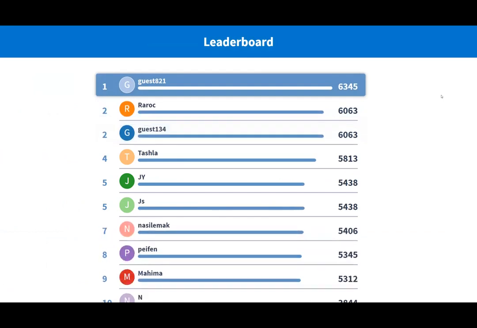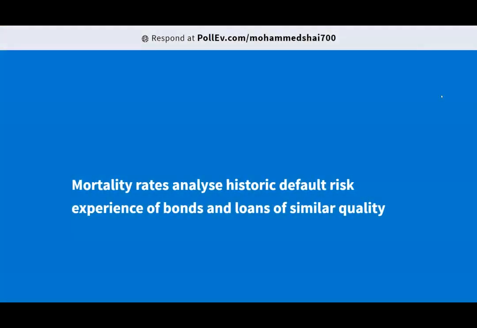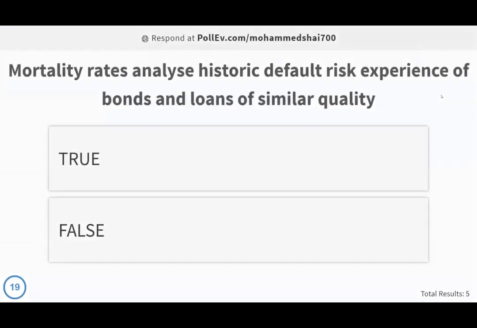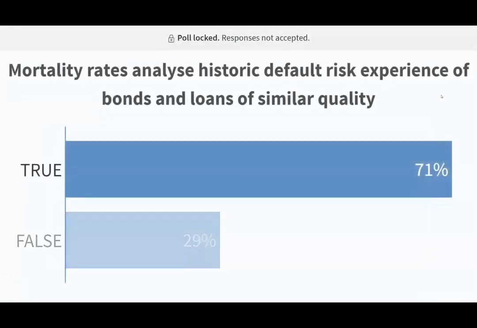Okay, mortality rates analyze historical default data, which we just finished now. Mortality rates analyze the historic default risk experience of bonds and loans of similar quality. So we are investing in the same class, not actually the same one. It's true.